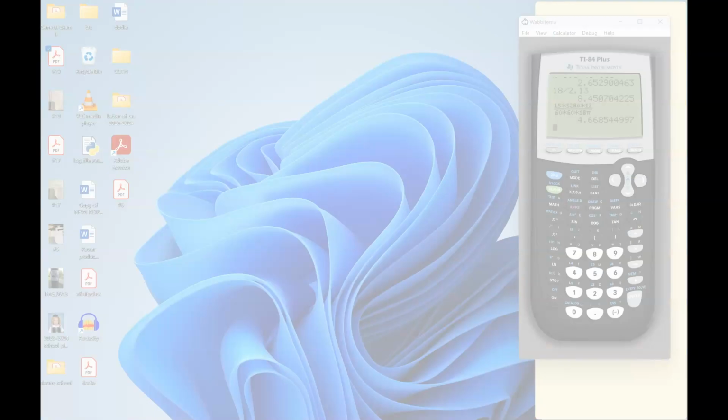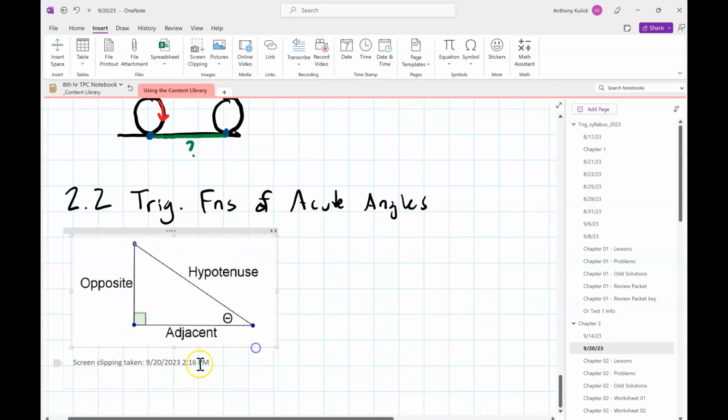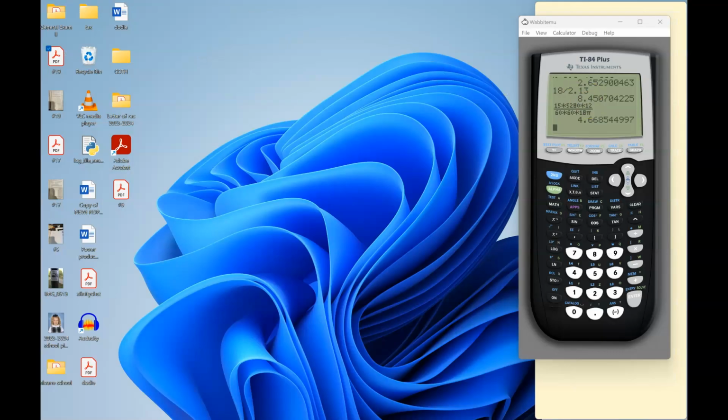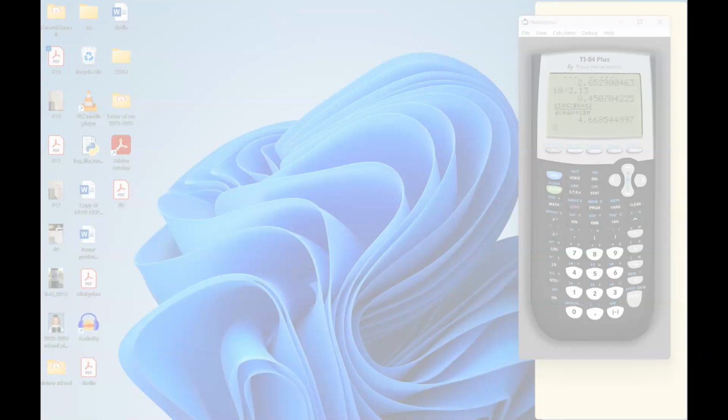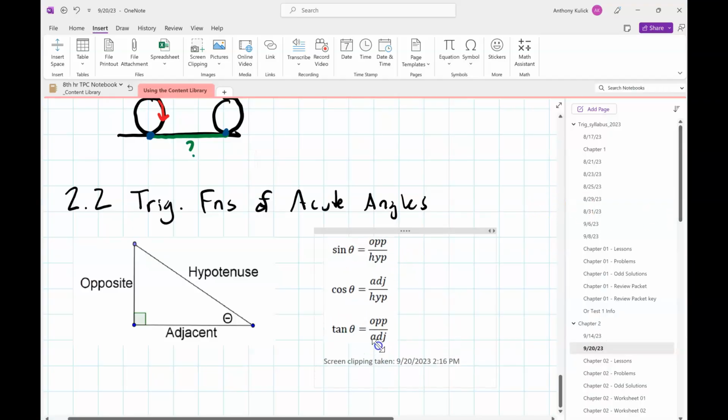So if we think back to the stuff we talked about the other day, we know that sine, cosine, and tangent are defined inside of a right triangle. So here's my right triangle. There's my acute angle theta, and I've labeled the sides opposite, adjacent, hypotenuse. From SOHCAHTOA, I remember that sine is opposite over hypotenuse, cosine is adjacent over hypotenuse, tangent is opposite over adjacent, right?